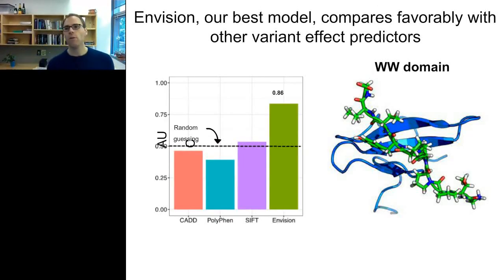So we called our best model Envision, and I'm just going to show you a few more comparisons now between Envision and other predictors on a number of prediction tasks. So this is a comparison. Ooh, that slide got a little messed up. Sorry. What the y-axis is supposed to say is AUC, so it's area under an ROC curve, which is another metric of model accuracy. And what you can see here is that for the WW domain dataset, Envision performs way, way better than three other commonly used models, which is a very nice thing to see.